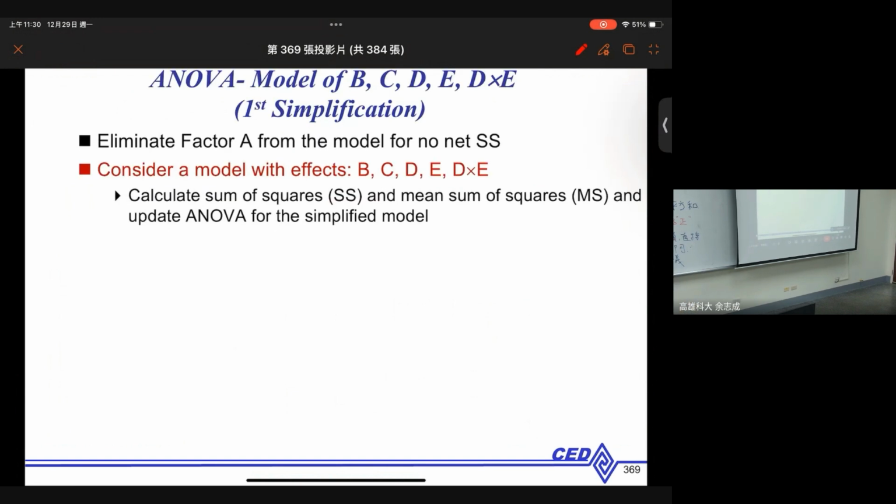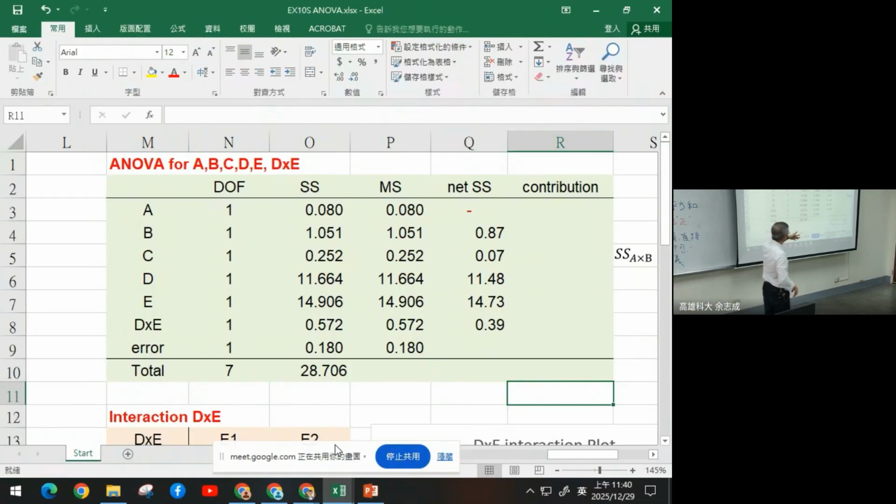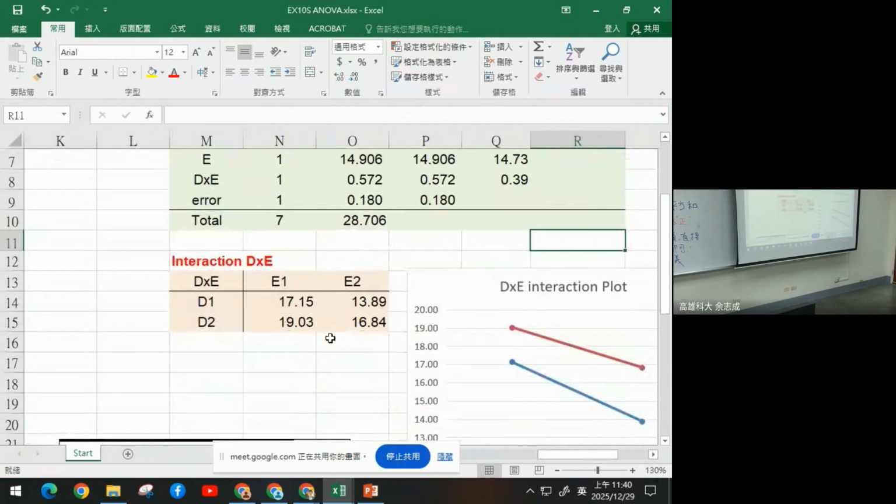All right, so let's come back. Once you have this result, you will find out that the main effect A is negligible since it has no net sum square. If there is no net sum square, you can remove the effect from the model, right? Before I continue, I want to make sure you have already finished this result.